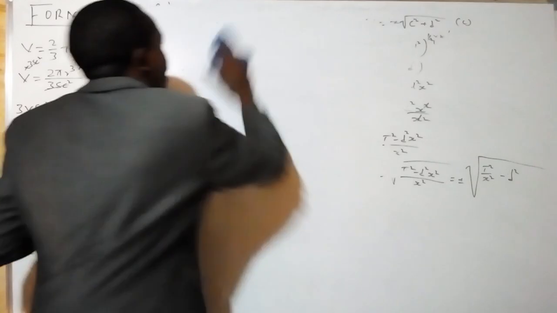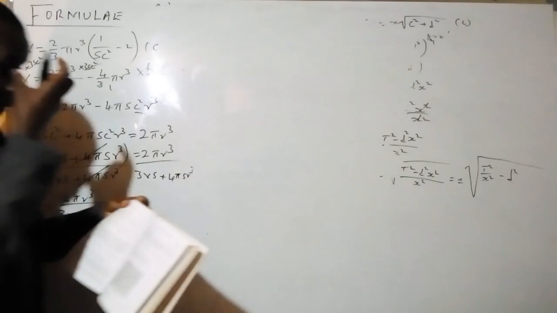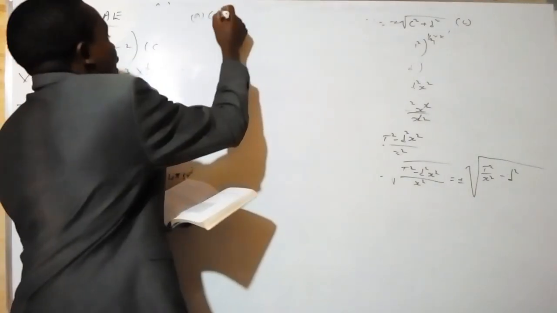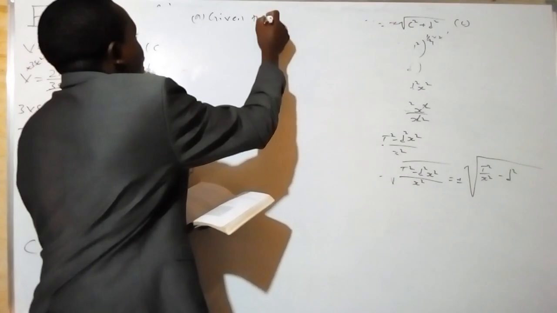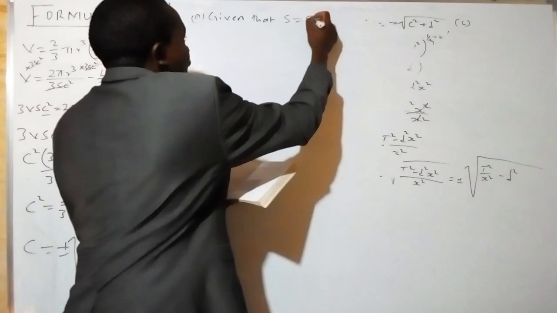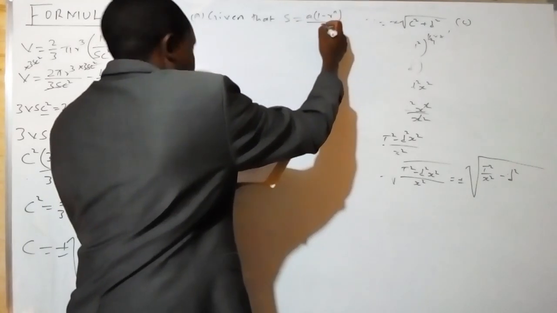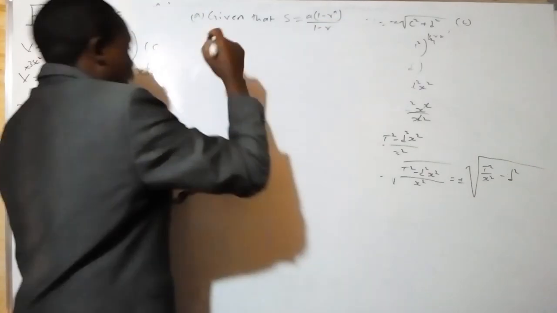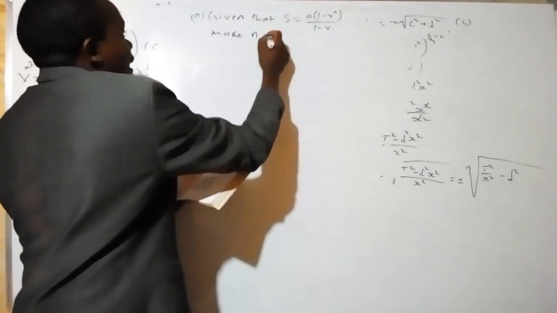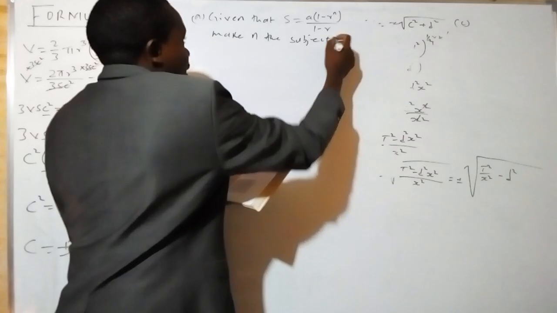Where you'll be told that, given that S is equals to A(1 minus R to the power N) all over 1 minus R, make N, this N, the subject. Yeah, make N the subject. I'm going to do the same way.